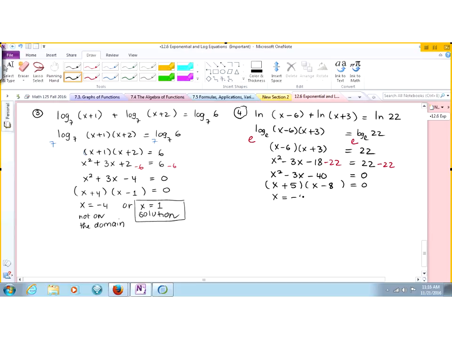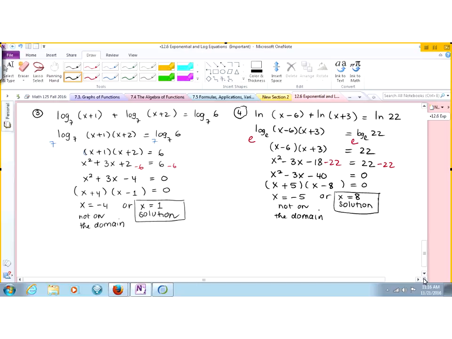So what's my answer here? Negative 5 or x is equal to? Okay. So x equals negative 5. Is it a solution? No. How about x equals 8? So 8 minus 6 is positive. 8 plus 3 is positive. So yes, this is the solution. So in Math Excel, if they ask you what is the solution, which one do you put? Only 8. Not in the domain.